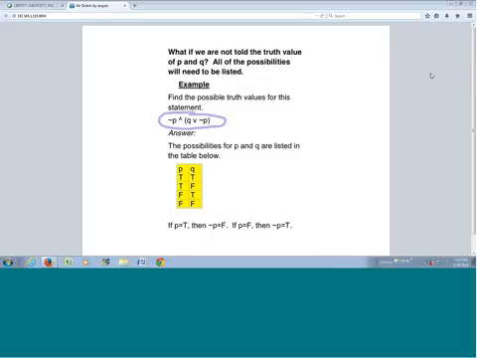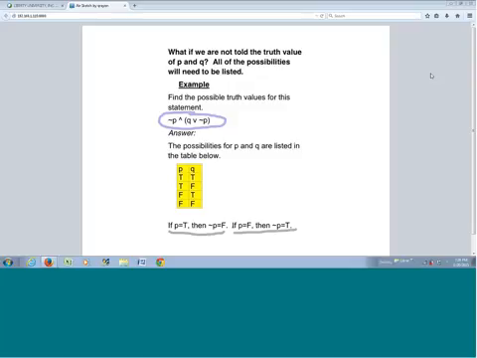Okay? And we have some negation of P up here. So if P is true, then negation of P is false. If P is false, then negation of P is true.